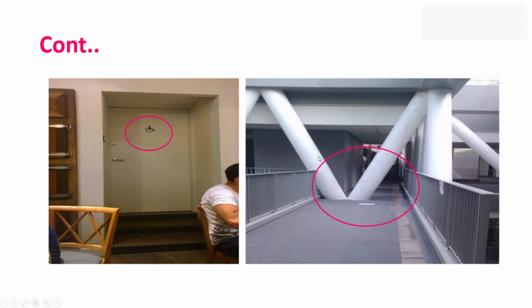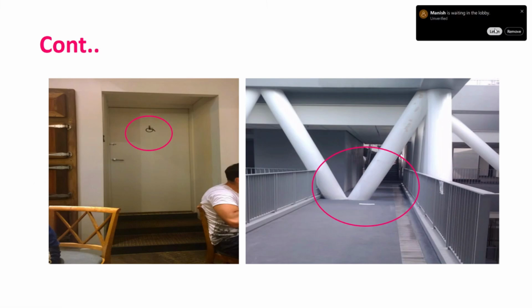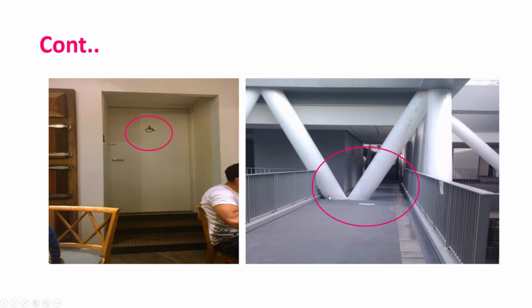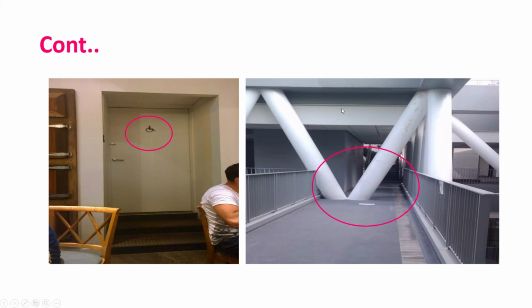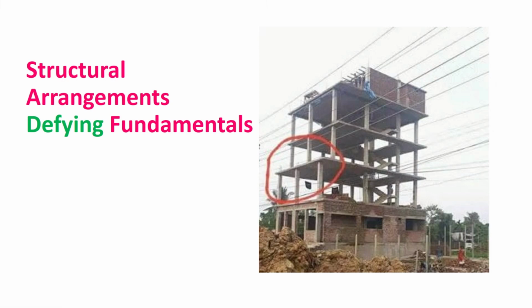Now here again you can see these structural components are provided in between the passage accesses or the corridors. Again an aspect of misplanning. Okay. So I will just try to show some more photographs. Now here you can see.